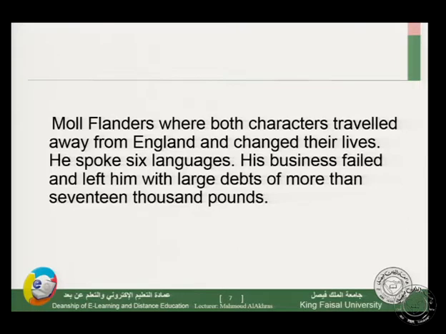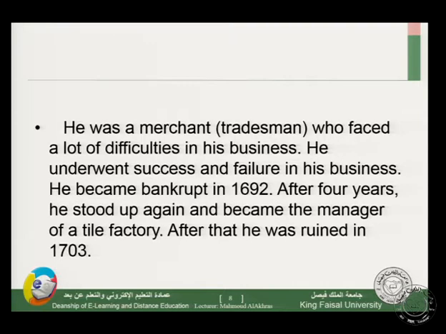Defoe spoke 6 languages. His business failed and left him with large debts of more than £17,000. He was a merchant tradesman, as we said, who faced a lot of difficulties in his business. He underwent success and failure in his business. So he was sometimes successful in his business, and sometimes he was not successful at all.